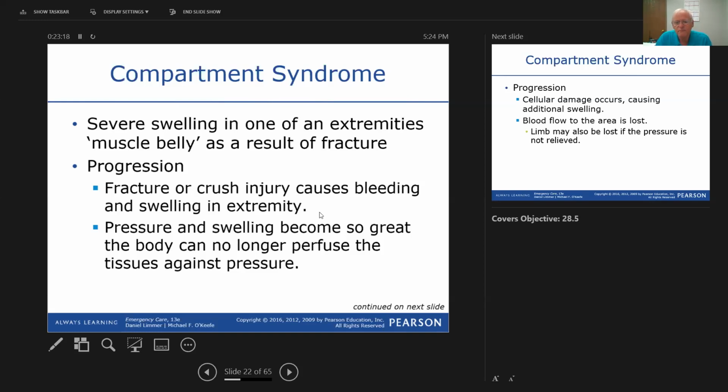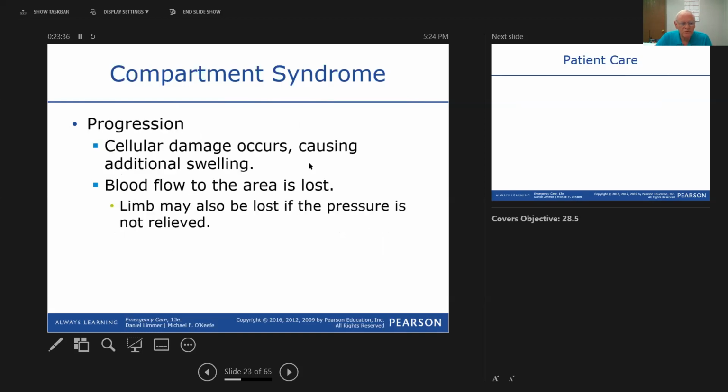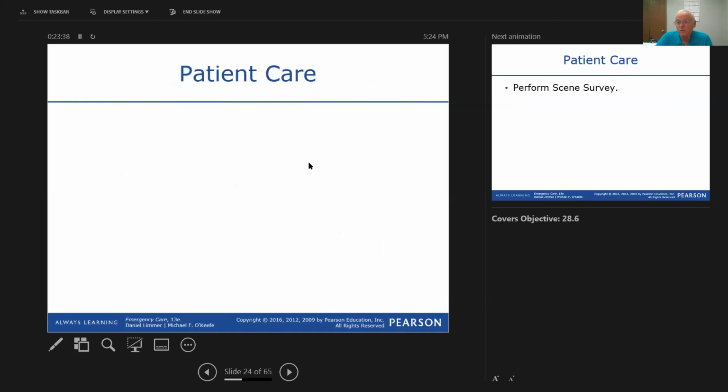That's compartment syndrome. Now, some people can get compartment syndrome because of pathology. They just get it because, for whatever reason. And so that's a medical type of compartment syndrome. But we're talking about when it's coming from a trauma, an injury. So damage occurs, blood flow to the area is lost, and they could lose their limb from that because all that muscle tissue in that belly will die.